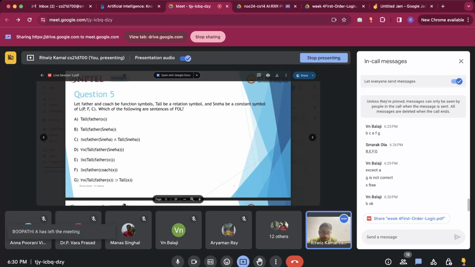So father bracket Sneha, this thing is a term. Now tall is a predicate, and we saw that a predicate with a term within it is a formula, right? So tall father Sneha, this is a formula. Also, this does not contain a free variable. In fact, it does not contain any variable, right? So this is a proper sentence of first order logic. Now what about option C?